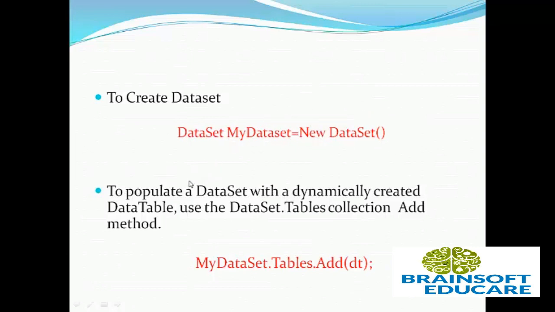To populate a dataset with dynamically created data table, use the dataset.tables collection add method. So this is the example of adding the data table to dataset using myDataSet, which is our dataset, dot tables dot add method, and we have to pass dt, which is our data table object, as a parameter.